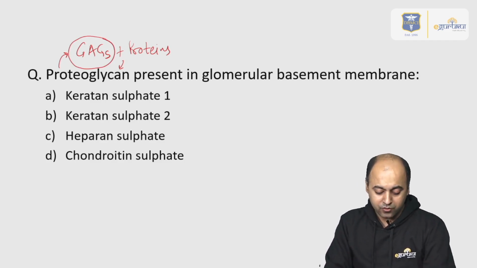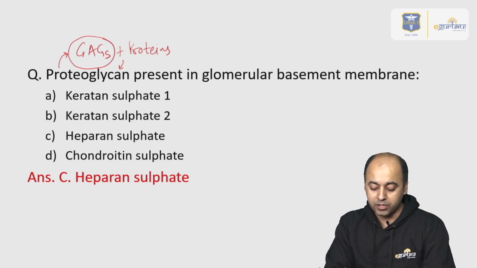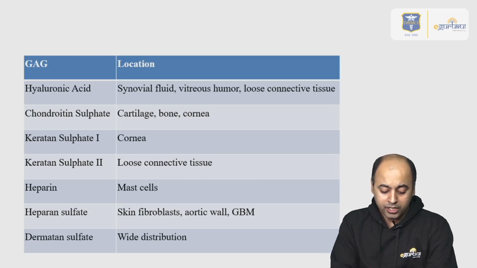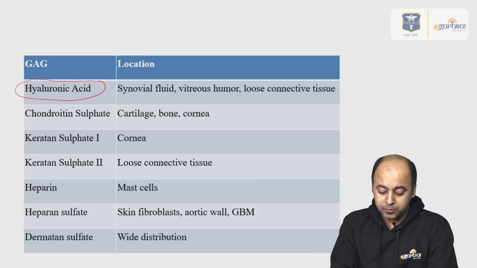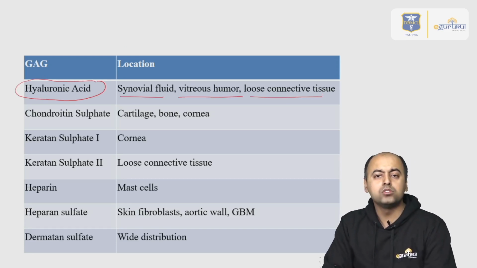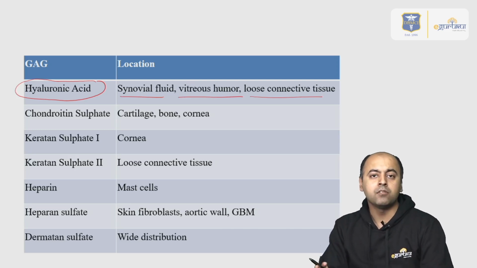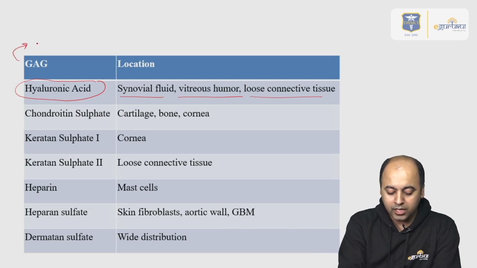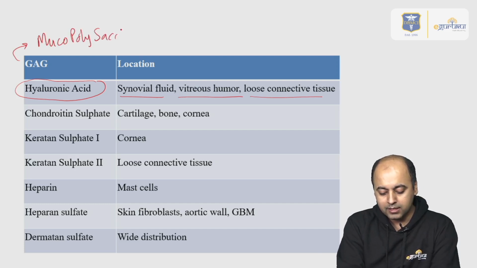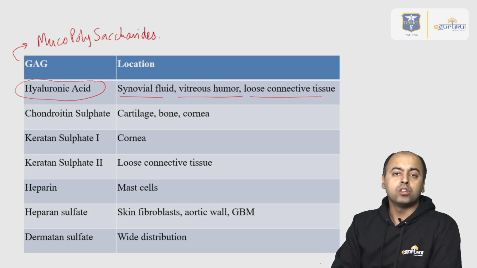In this case, for your reference, the answer is heparin sulfate. Heparin sulfate is found in the glomerular basement membrane. So hyaluronic acid, the most common glycosaminoglycan, is present in the synovial fluid, the vitreous humor and the loose connective tissue. Most widespread glycosaminoglycan is the hyaluronic acid. Please note, glycosaminoglycan are also known as mucopolysaccharides.